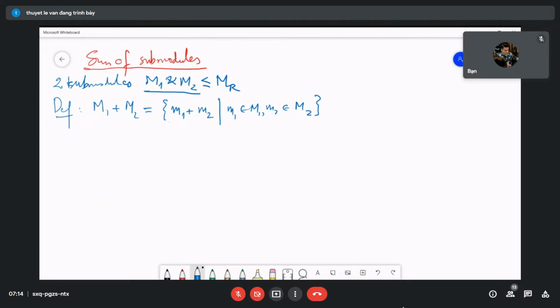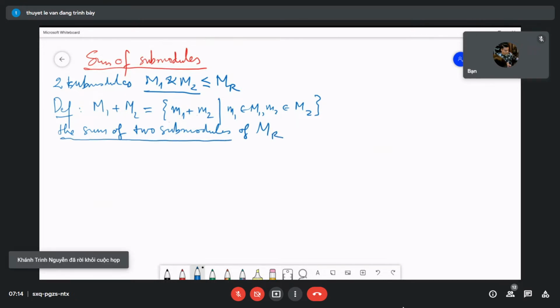We define this thing, and we call it the sum of two submodules of M_R. We say that it is the sum of two submodules. And from the definition here, we have the proposition.